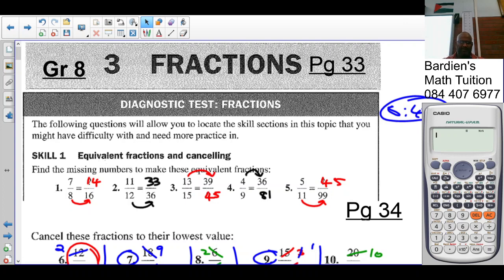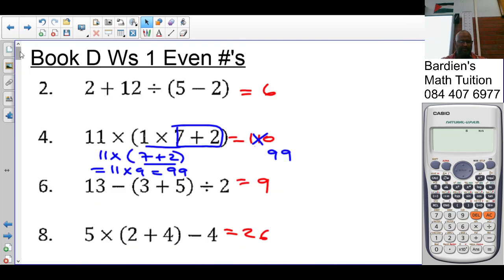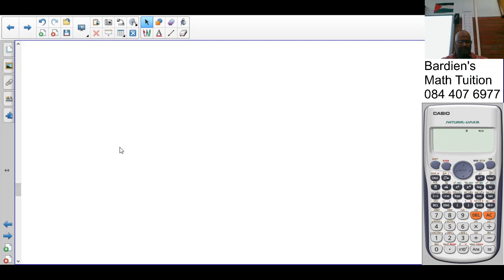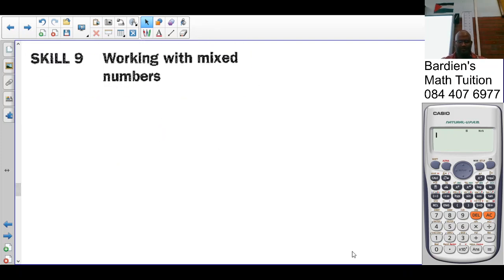Number? Skill? Skill 9. Okay, so the sums we said we're going to do? 15 and number 9, 9 and 15. Which page is this on? 48. Yeah, any other sum in this one that you had also a problem with? So it's only these two. 1 and 3, okay.